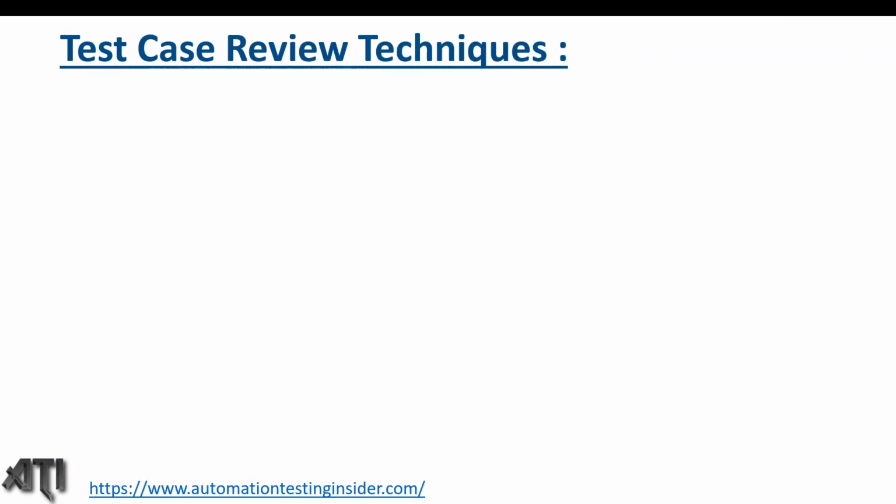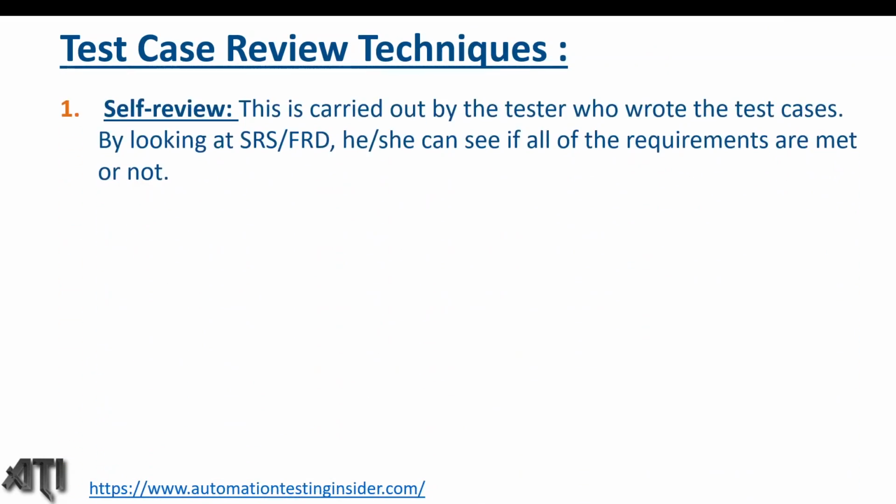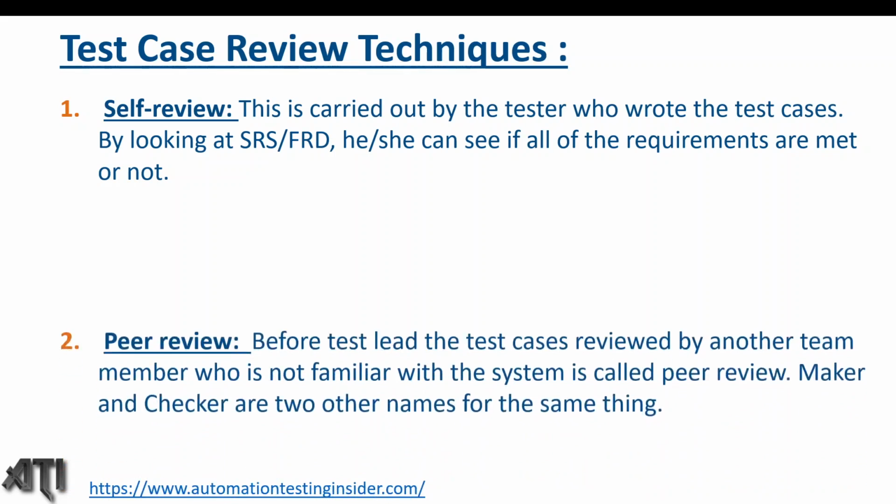Now let's talk about test case review techniques, or what are the different types of test case review process, right? So the first one is self review. This is carried out by the tester who wrote the test cases by looking at the SRS or FRD, software requirement specification or functional requirement document. He or she can see if all the requirements are met or not.